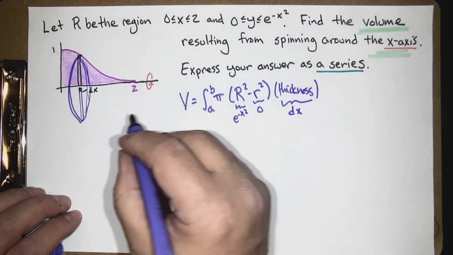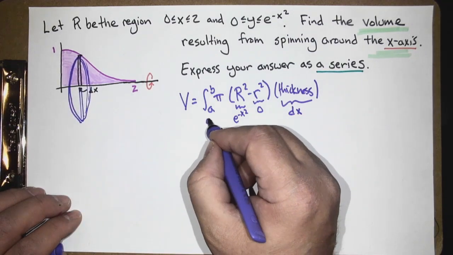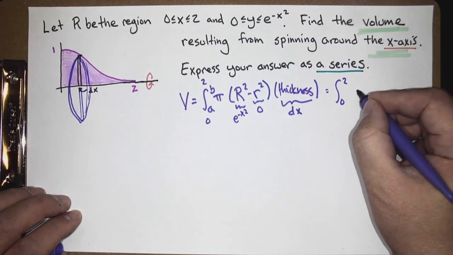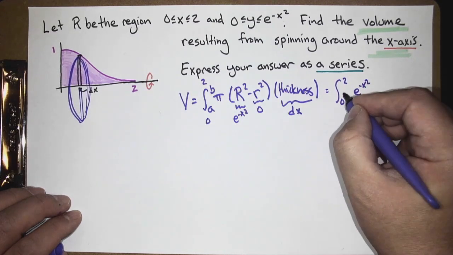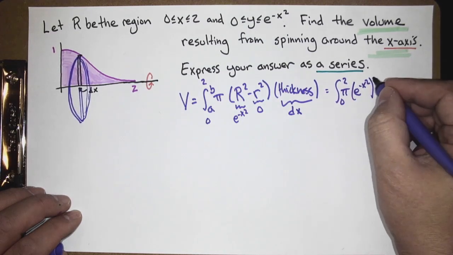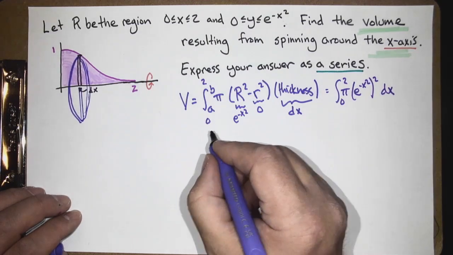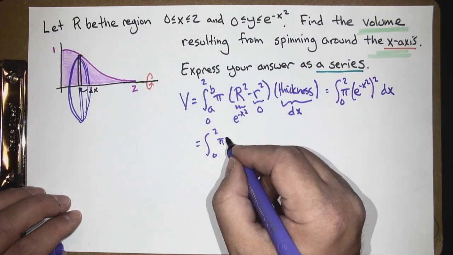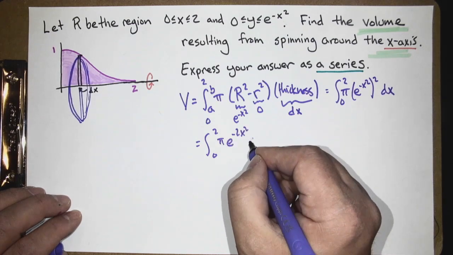Okay, and I should point out that a and b are 0 and 2. So we have the integral from 0 to 2, e to the negative x squared, oh, don't forget the pi, e to the negative x squared, squared, dx. Or we have the integral from 0 to 2 of pi e to the minus 2x squared.